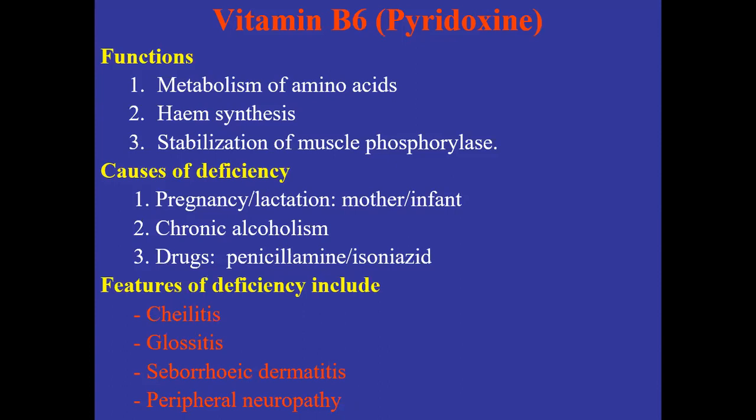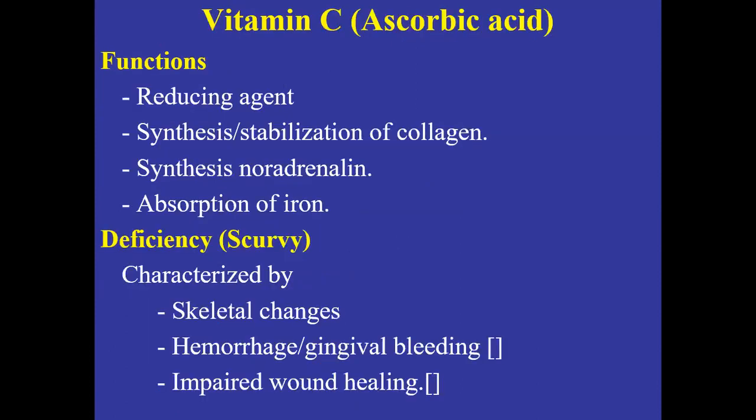Vitamin B6 اللي هو البيريدوكسين, function: metabolism of amino acid, heme synthesis, stabilization of muscle phosphorylase. Causes of deficiency: pregnancy and lactation, mother and infant, chronic alcoholism, drugs like penicillamine and isoniazid. Features of deficiency including cheilitis, glossitis, seborrheic dermatitis and peripheral neuropathy.